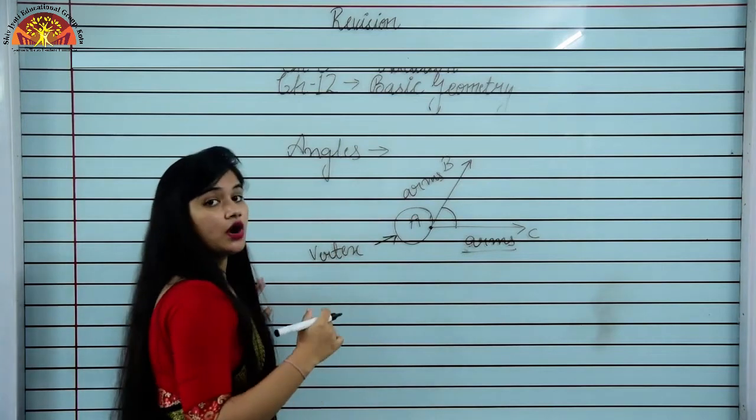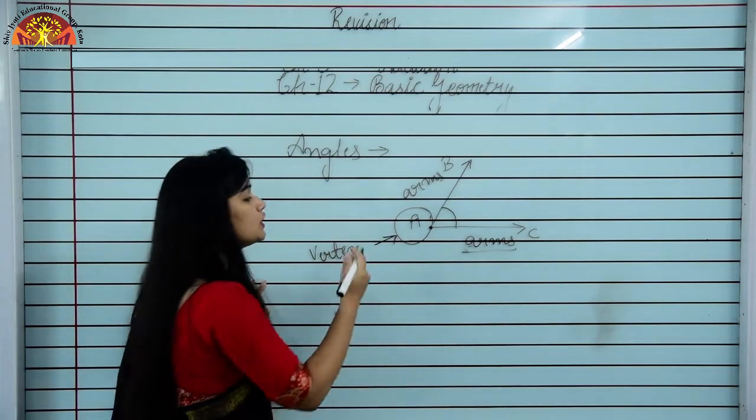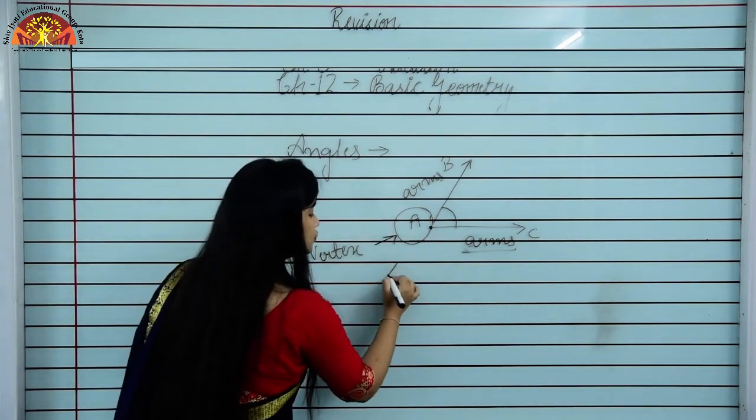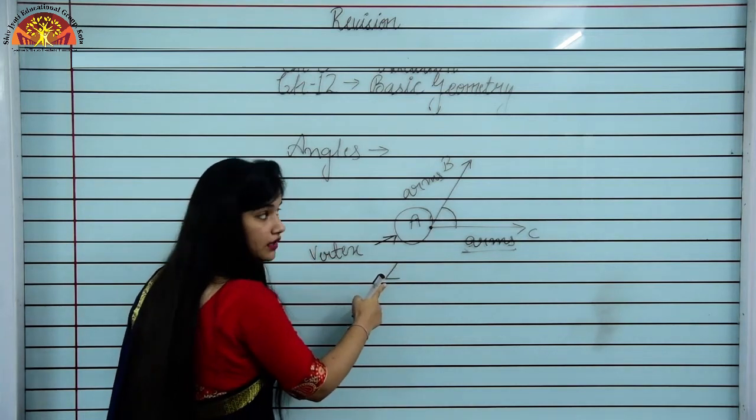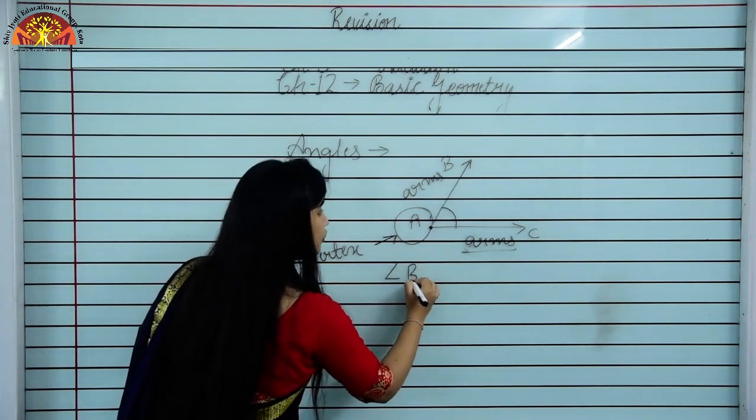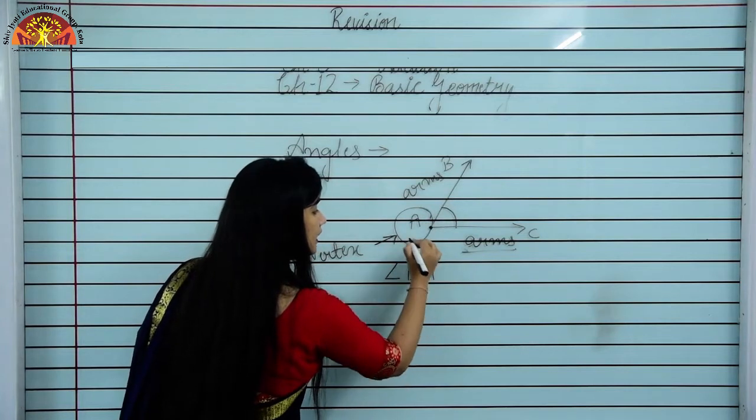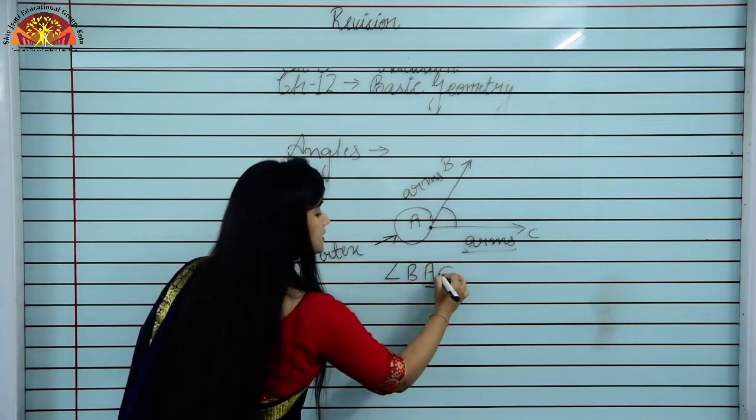Understood, students? Now how can we show this angle? To show this angle, we have to show this sign. This is the sign of angle, and first we'll take B point, B, A, C.